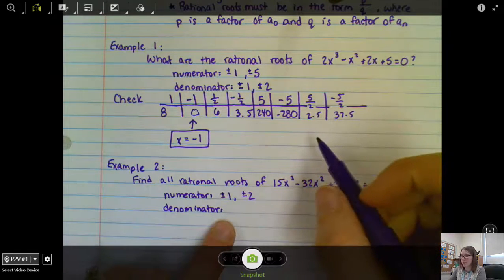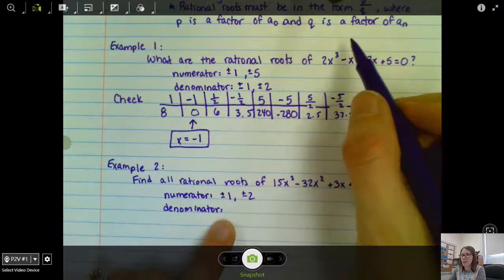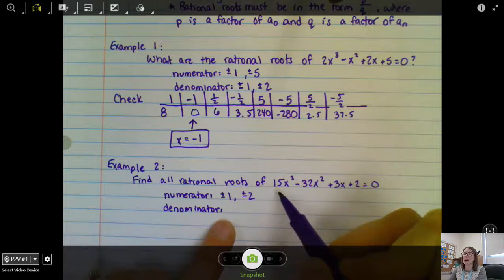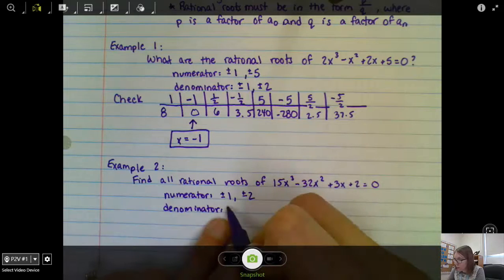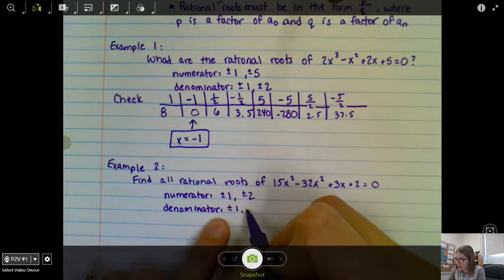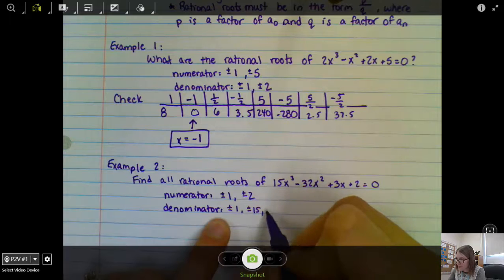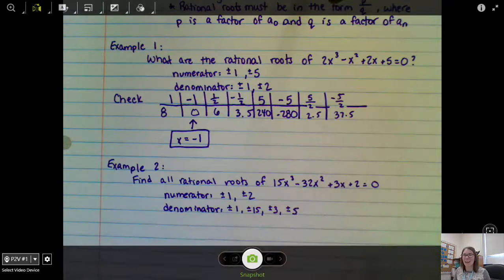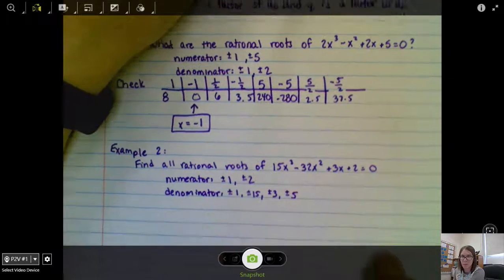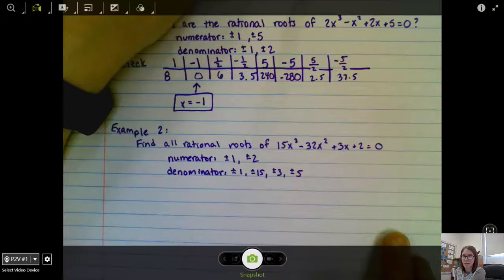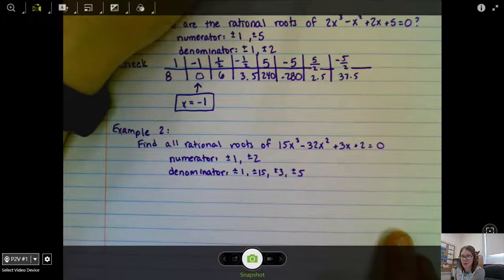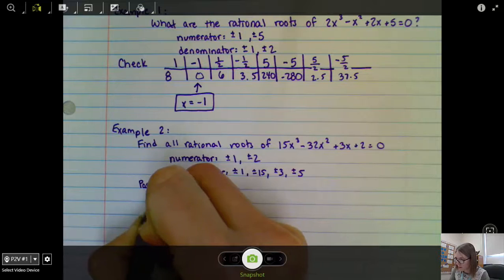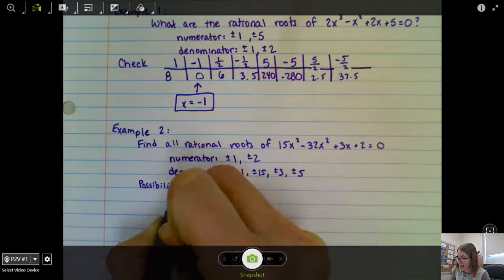The denominator, up here, q is a factor of a sub n. It's a factor of our leading coefficient. We have a lot of options here, numbers that multiply to 15. We could have 1 and 15. We could have 3 and 5. And again, any combination of positives and negatives there. So when I list out my possibilities that we have to check, we have a lot.